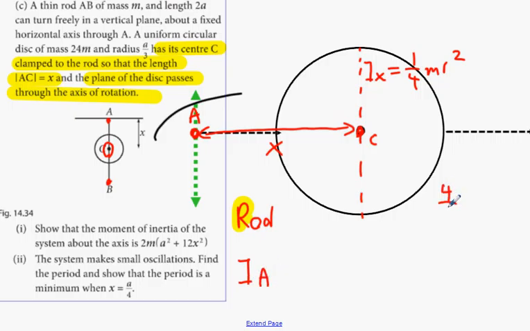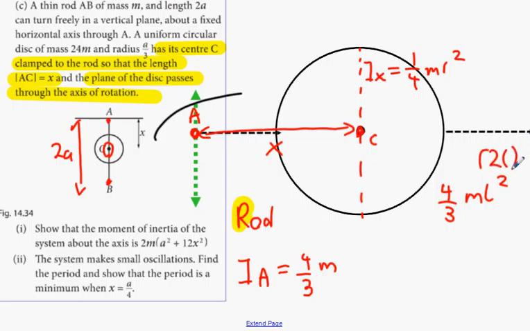Now usually a rod held at its end is 4/3 ml squared. What's the mass of this rod? The mass of this rod is m. So it's 4/3 m. The rod's length is 2a. 2a instead of 2l means replace L with A. So 4/3 ma cubed. Is that okay? Oh, sorry, ma squared. Right, ma squared. Now, that's the rod sorted, okay?